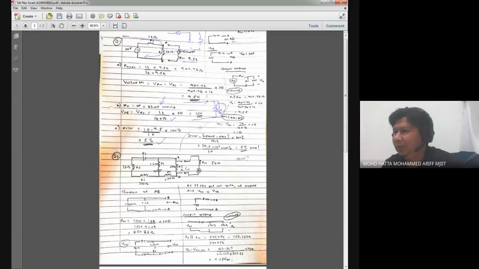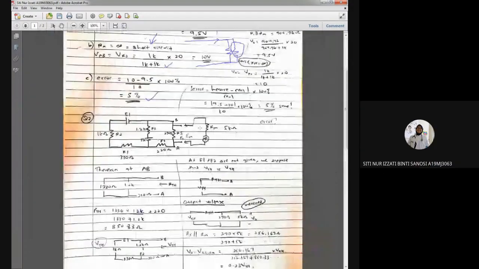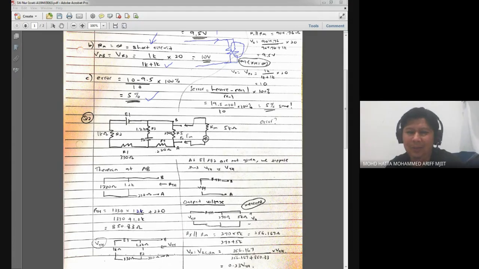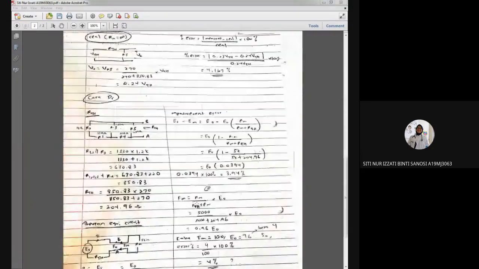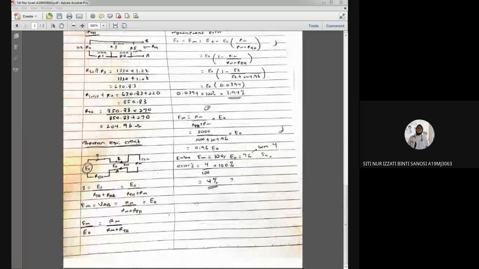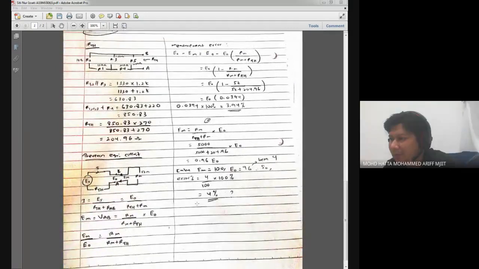Okay, let's see what Izzati has. Doktor, untuk question 2 pun saya buat dua cara. Yang first tu cara saya, lepas tu second page yang bawah tu cara doktor. Saya confused. Okay, tak apa, tak apa. We compare both answers. Both answers are the same, right? Ada beza sikit. 0.16 macam tu lah. 4%. Okay.